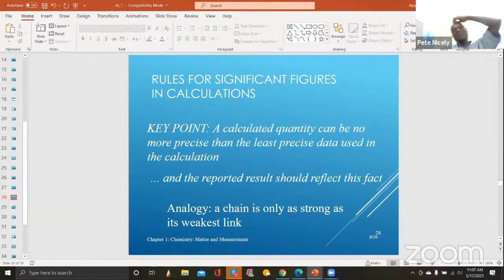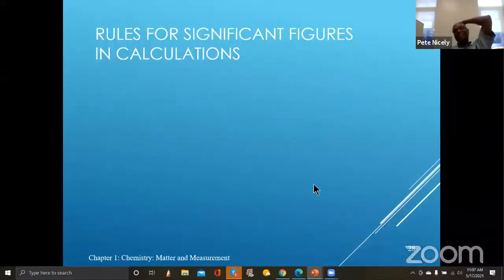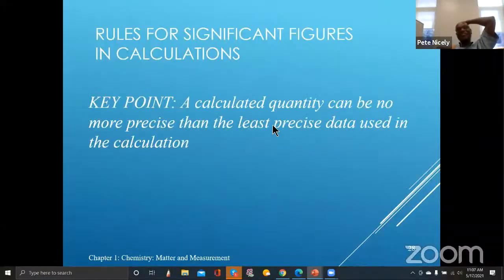Okay, so let's talk about the rules for significant figures when you're doing calculations. And this is important because, of course, as you all know in chemistry, we do calculations. And basically, you need to know how to handle significant figures so that you get the correct answer, which reflects the correct level of precision based on the measured values involved in the calculation.